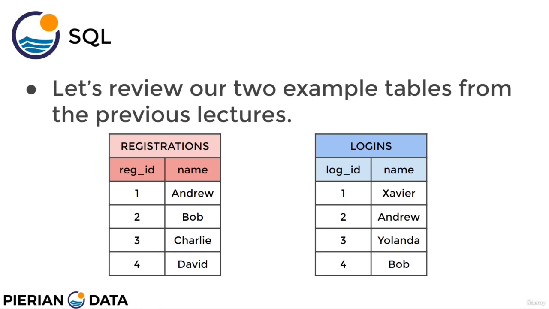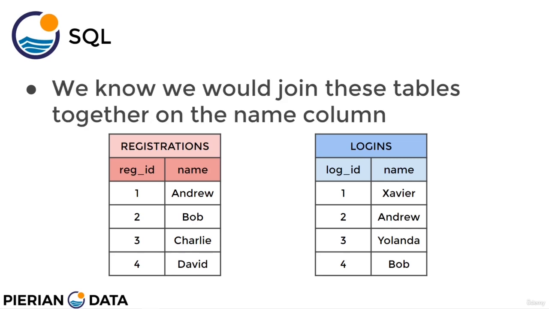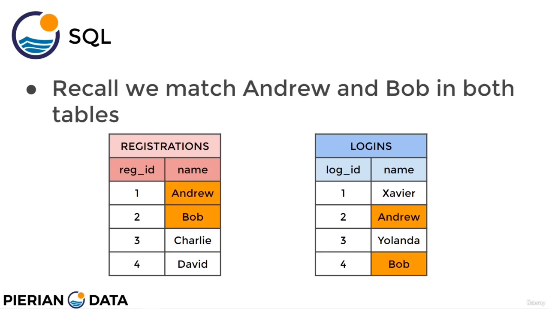However, we have Xavier and Yolanda. They forgot to register, but they still showed up and logged in anyways. We would join these tables together on the name column. Again, in this little universe, we're going to assume that the name is a unique identifier. There's no such thing as two Andrews or two Bobs in the world. And recall, using the inner join that we learned about previously, we could match Andrew and Bob in both tables.